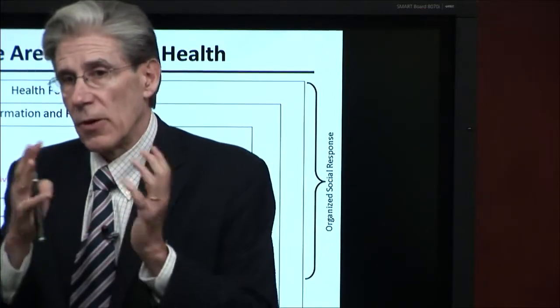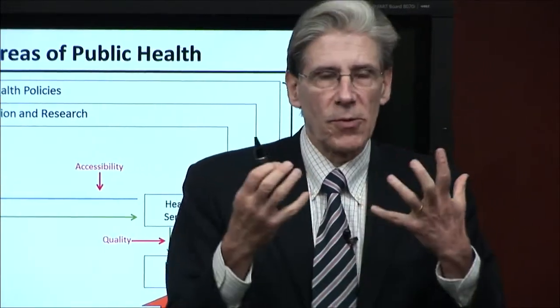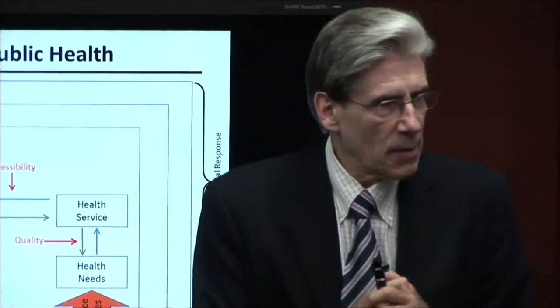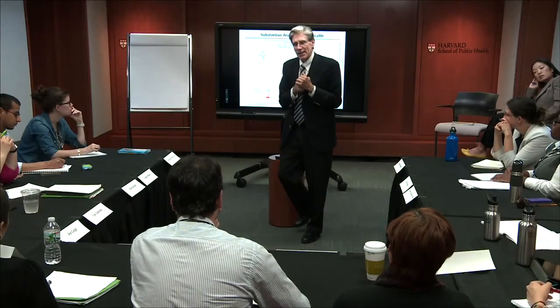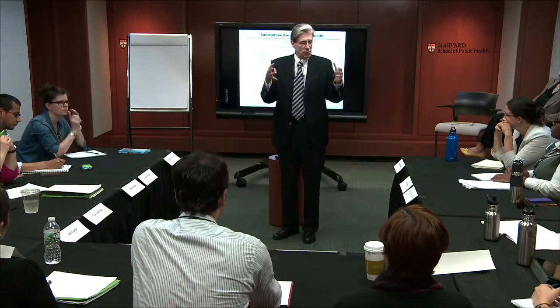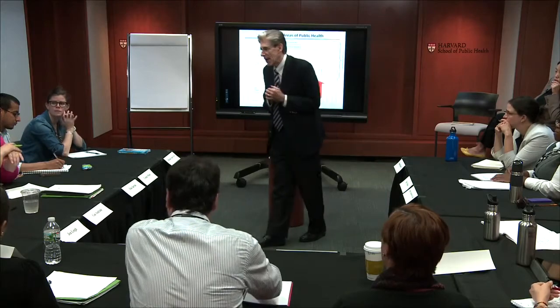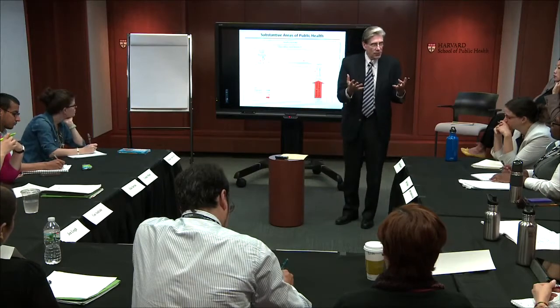Now, there's multiple dimensions of accessibility, and I'd like to ask you to give me a few of those dimensions. Tell me one dimension of accessibility, one attribute of the population and the resources that if they don't fit, utilization doesn't happen. Zina. Geographic accessibility. Exactly. So geographic accessibility is the first and most obvious type.